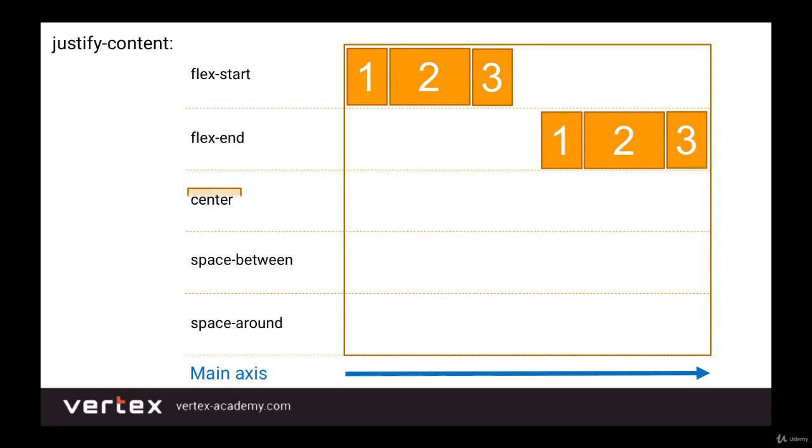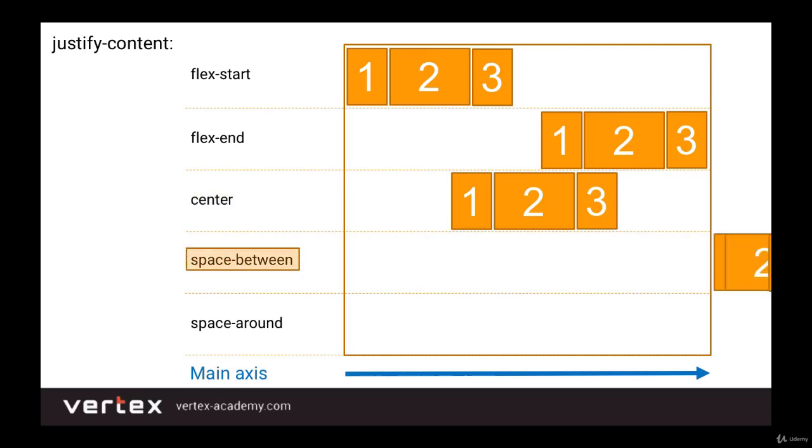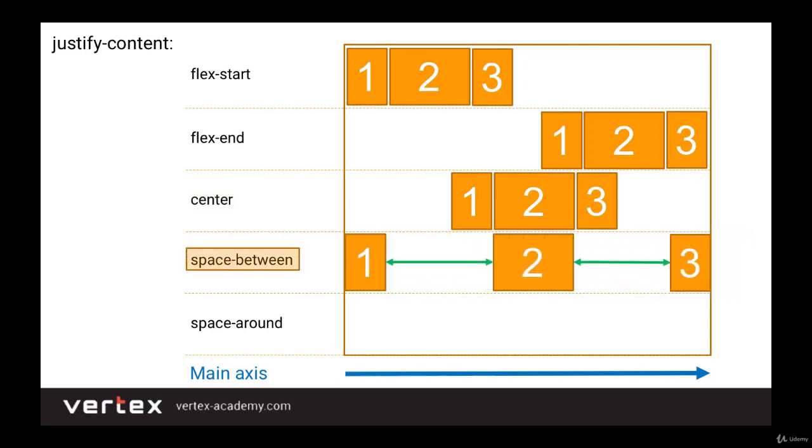If we set center as the value, all flex items will be aligned to center. If we use the value space between, all flex items will be positioned with equal spaces between them. In this case, as you can see, the first item is positioned at the beginning of the main axis, and the last one is at the end of it.